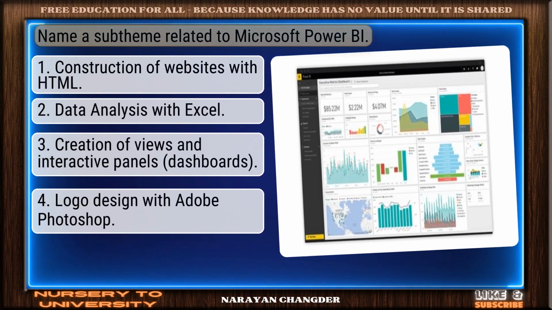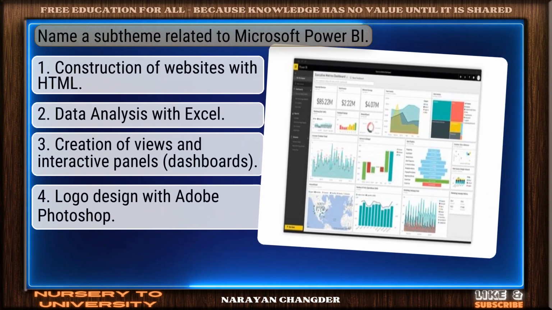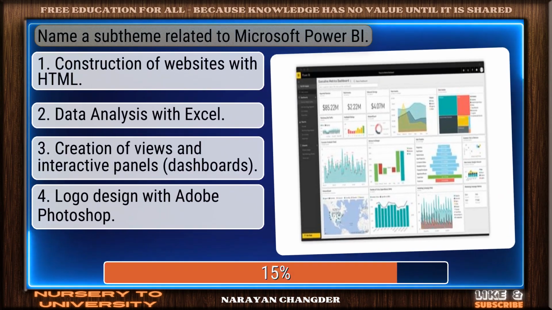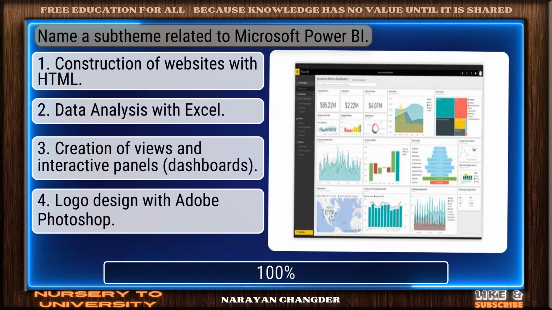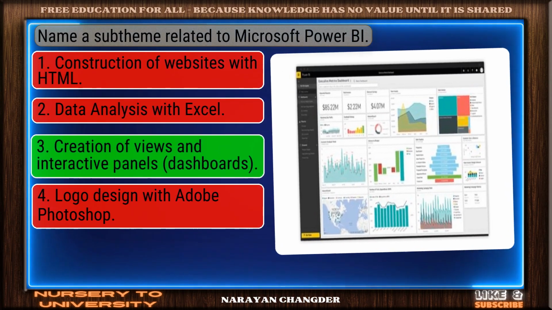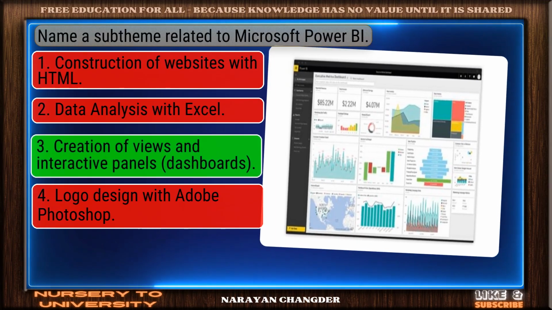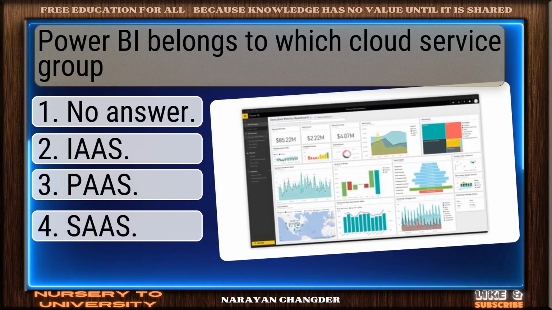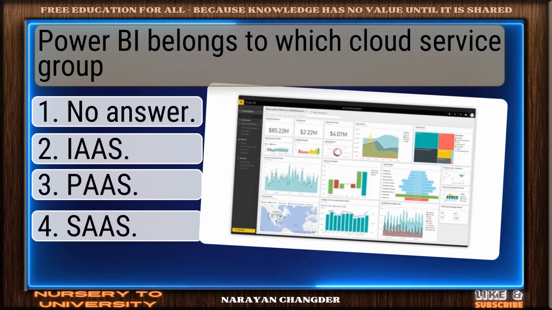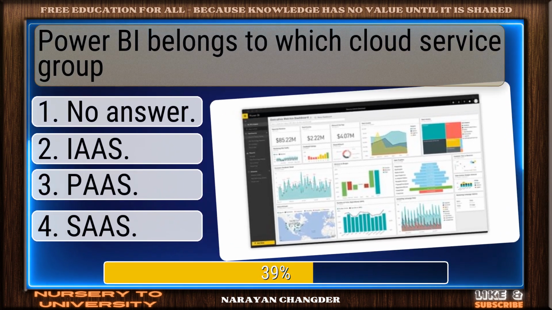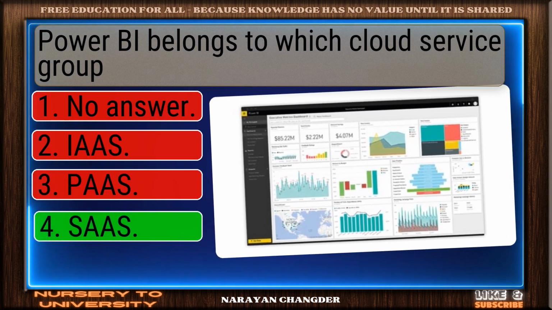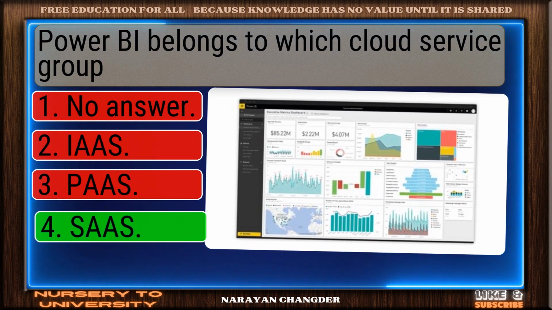Question number 35. Name a subtheme related to Microsoft Power BI. You're right. Creation of views and interactive panels is the correct answer. Question number 36. Power BI belongs to which cloud service group? Bravo. SaaS is the answer.